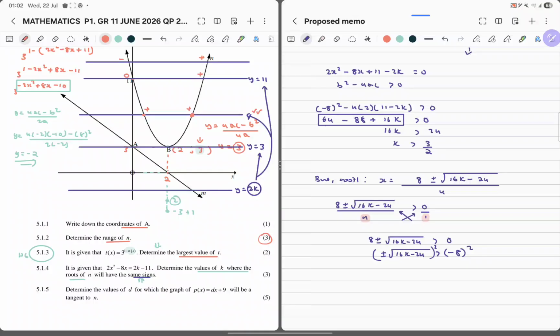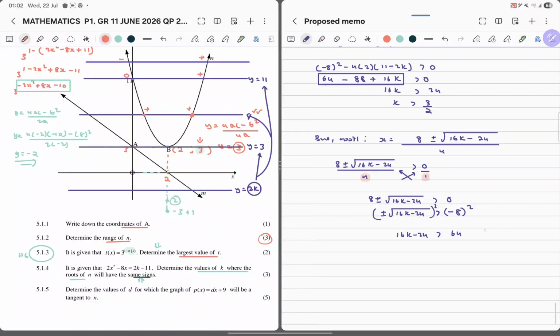And then we square this thing. When we square, the inequality is not affected. So 16k minus 24 is greater than 64. Right, we move everything. So 16k is greater than, we move the 24. Let's see, 64 plus 24 is 88.